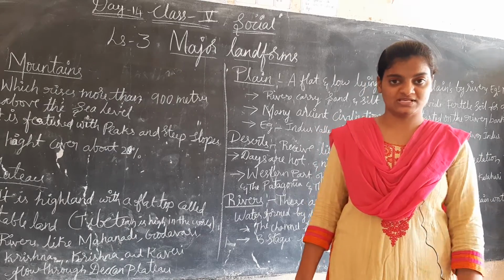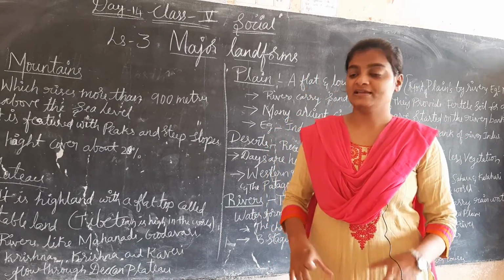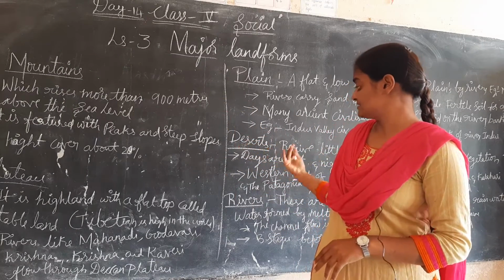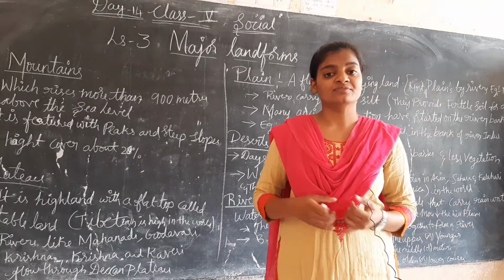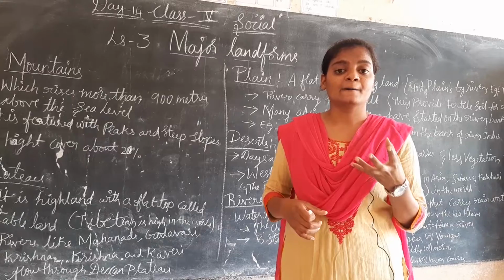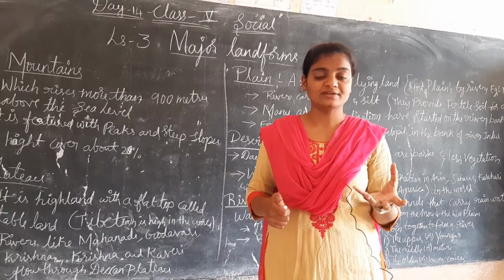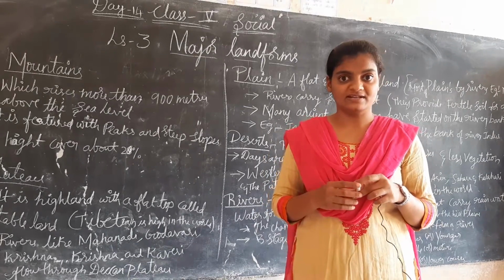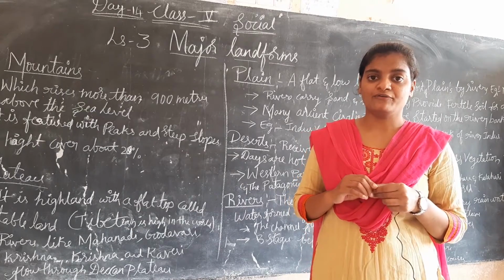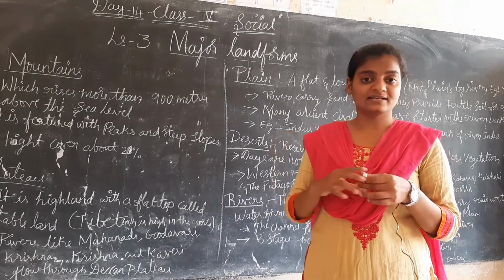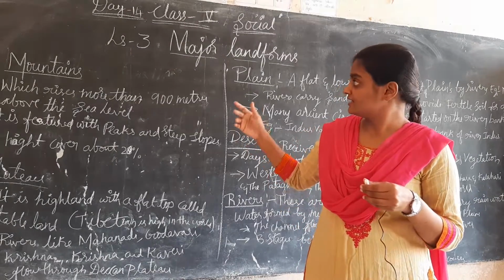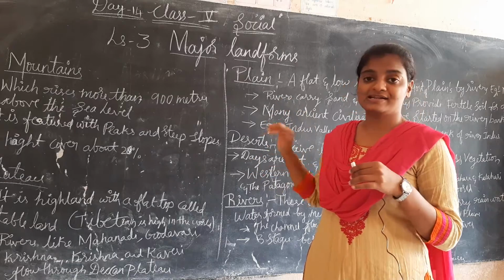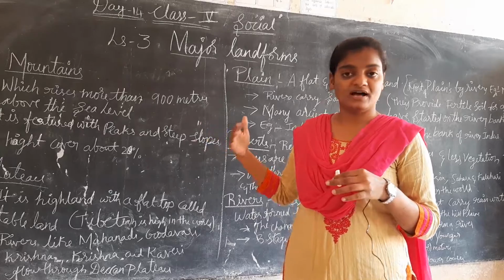Okay, so this is about today's class. Hope you have all understood this lesson. Mainly you have to remember we have 5 major landforms: mountains, plateaus, plains, deserts and rivers. 29% of the earth is covered with land and 71% of the earth is covered with water. In that 29% of land, there are 5 major landforms: mountains, plateaus, plains, deserts and rivers. In brief, I just explained to you.